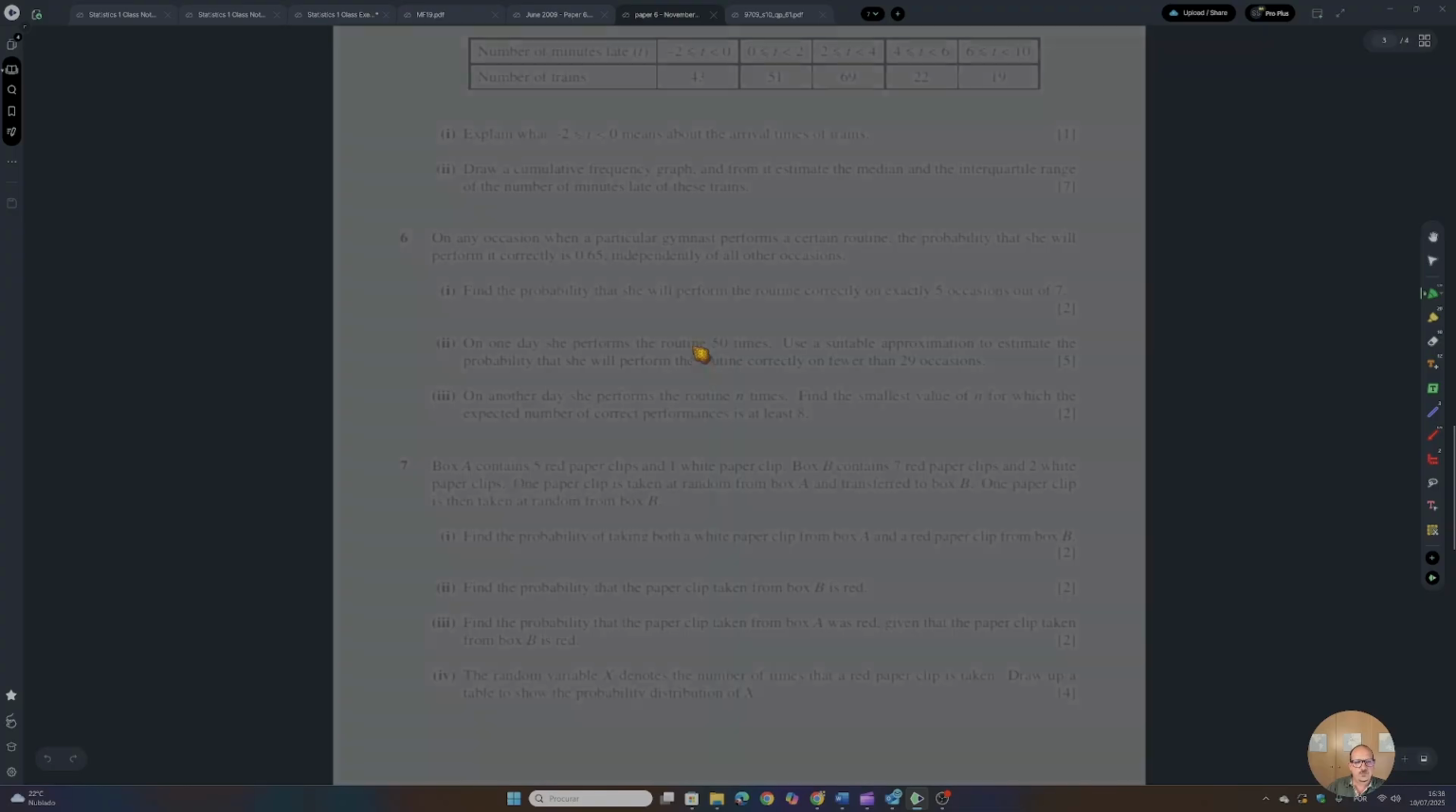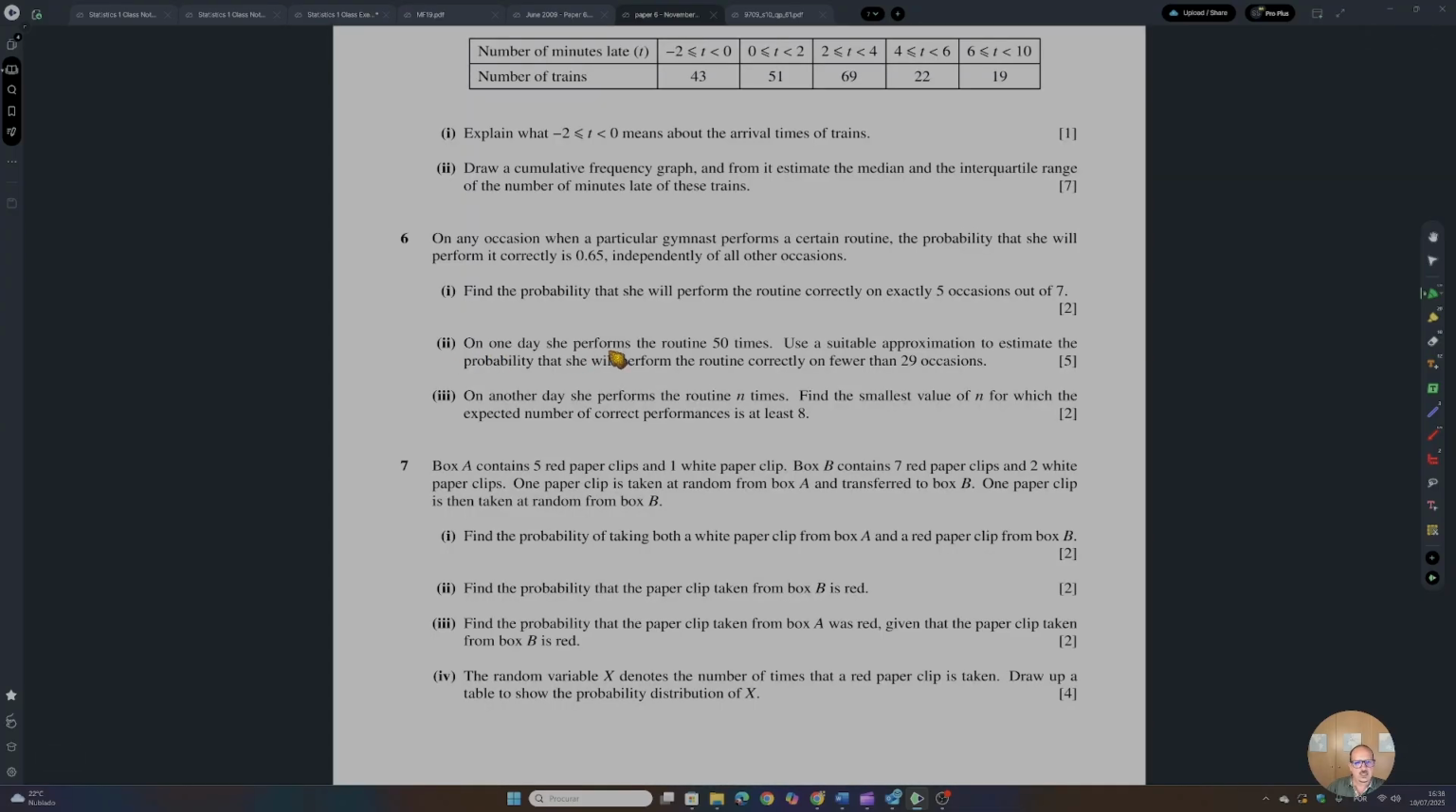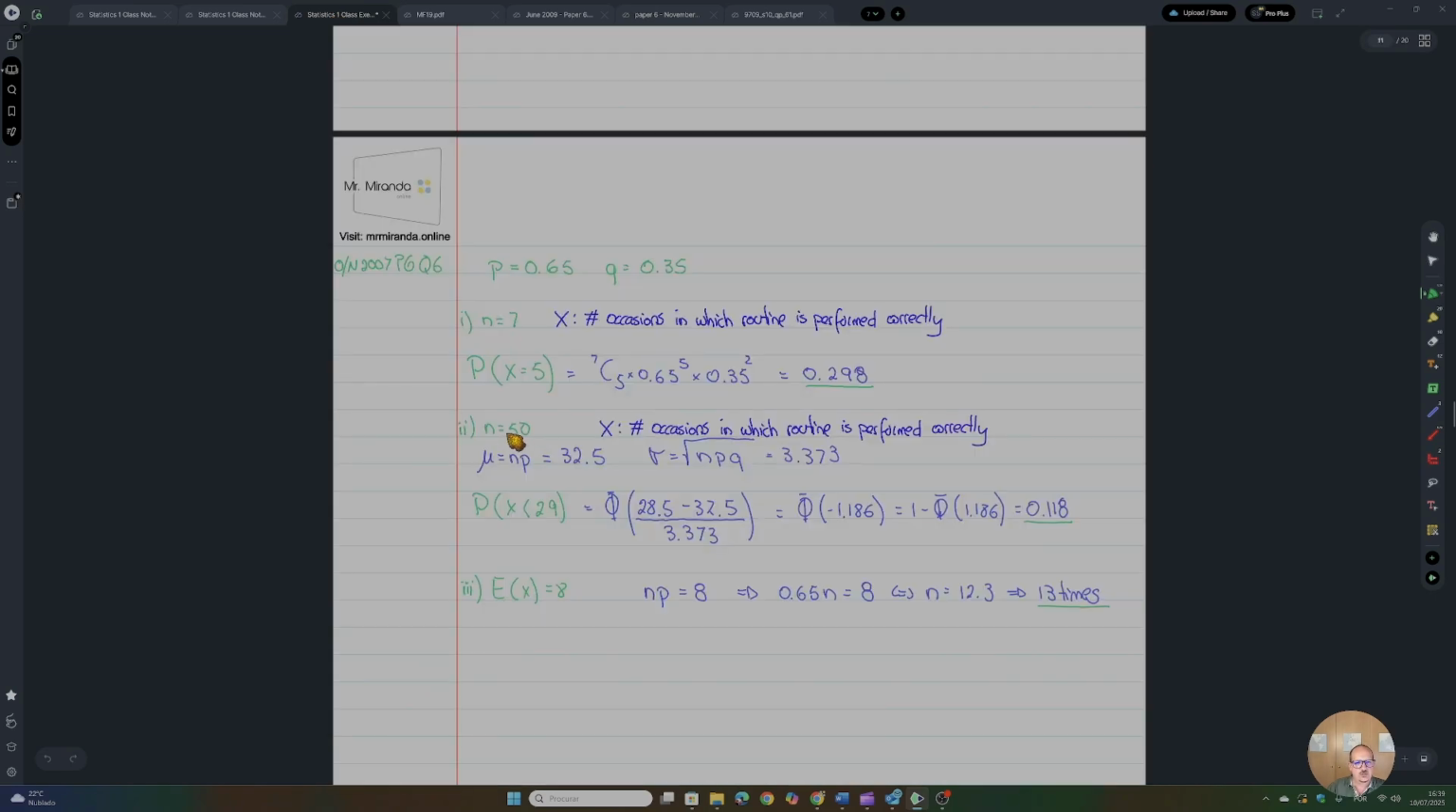Now, the number of trials is going to increase. On one day, she performs the routine 50 times. Use a suitable approximation to estimate the probability that she will perform the routine correctly on fewer than 29 occasions. Now you have n equals 50, and x is the number of occasions in which the routine is performed correctly. We calculate the mean by doing n times p, 50 times 0.65, that's 32.5. This value, bigger than 5, allows you to use the normal distribution.